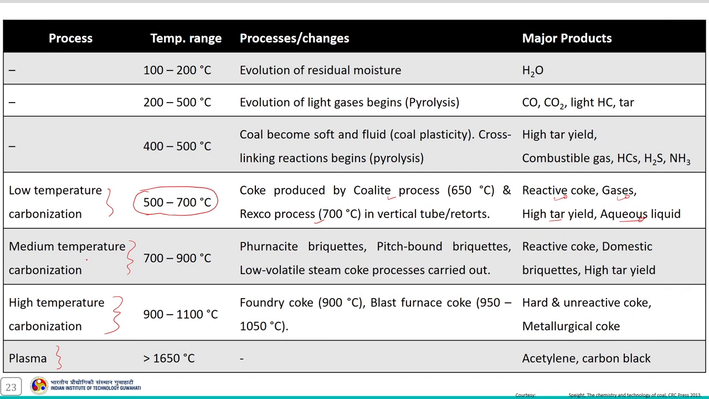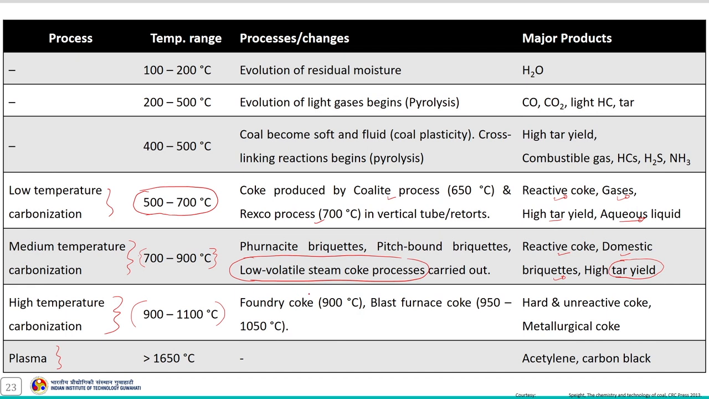The medium temperature carbonization process occurs in the temperature range of 700 to 900 degrees Celsius and is mainly carried out using the low volatile steam coke process. The major products include reactive coke and domestic briquettes, and it also gives a high tar yield. The high temperature carbonization process occurs in the temperature range of 900 to 1100 degrees Celsius.